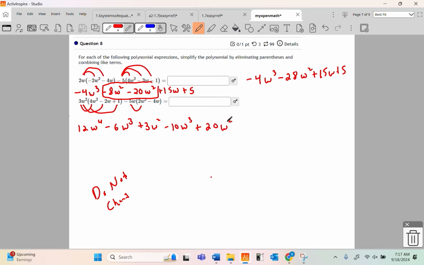And combine like terms, biggest exponent first. The biggest exponent is 12w to the 4th. There is such a thing called standard form. Then I see these w cubes. If I put those together, there's a negative 16 of them. Then I got a 3w squared and a 20w squared, so plus 23w squared.